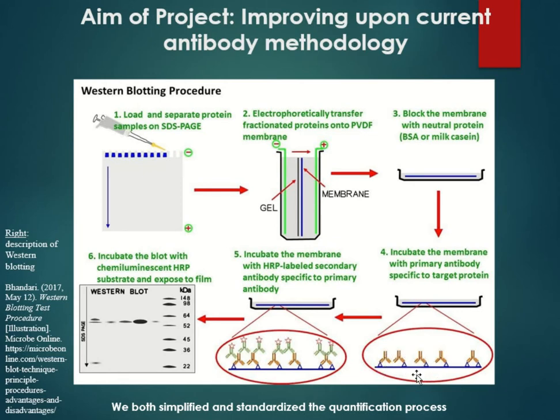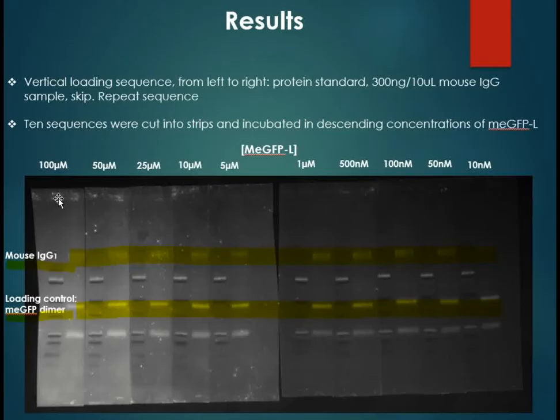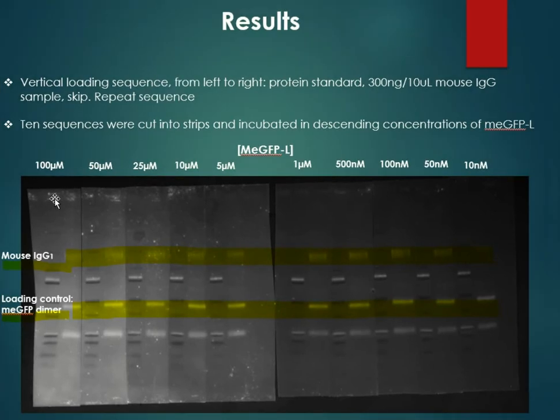The method we developed both simplified and standardized this Western blotting quantification process. We began our assay by directly electrophoresing a stable concentration of mouse IgG1 antibodies onto a blot. Functionally, this behaved as a protein of interest incubating in its primary antibody. Our next step was to slice the blot, then incubate it in 10 different concentrations of a protein construct, meGFPL, which is protein L covalently bound to the green fluorescent protein meGFP.